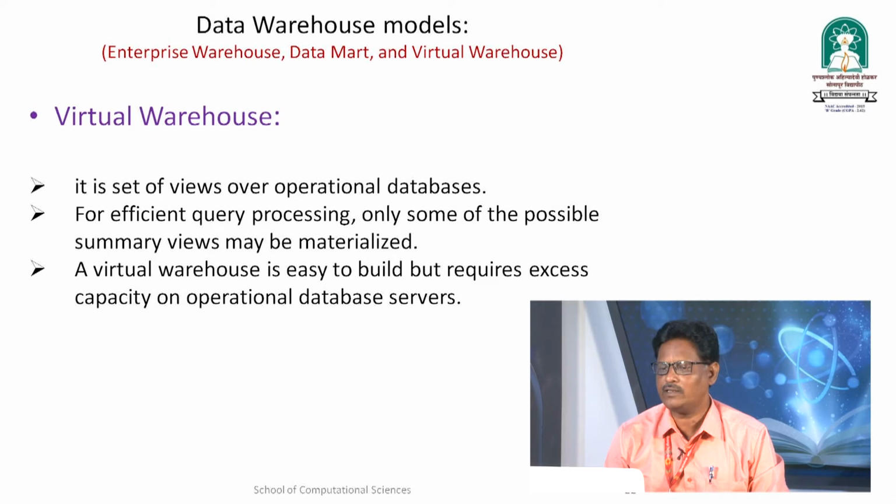The third data warehouse model is the virtual warehouse. It is a set of views over operational databases. For efficient query processing, only some of the possible summary views may be materialized. In short, whenever you want to represent your data in a representation form, we can use the virtual warehouse. A virtual warehouse is easy to build, but requires excess capacity on operational database servers.